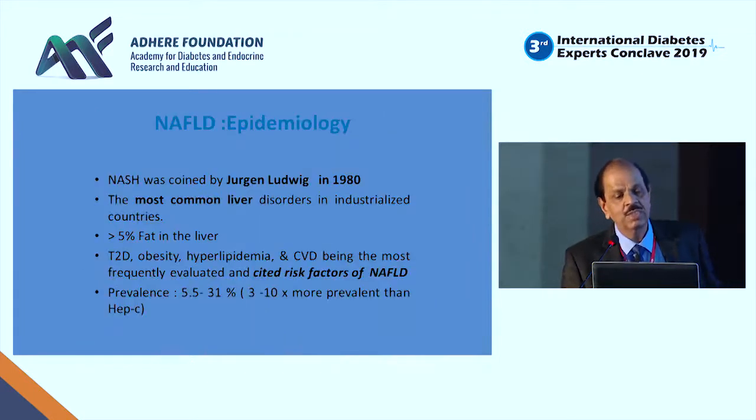So with that introduction, NASH, the word was coined by Jürgen Ludwig in 1980. It's the most common liver disorder in industrialized countries. It actually means that the liver has more than 5% fat, and type 2 diabetes, obesity, dyslipidemia, and cardiovascular disease are the most frequently evaluated and cited risk factors for non-alcoholic fatty liver disease. And the prevalence is anything from 5.5 to 31%. It is 3 to 10 times more prevalent than Hep C. You can imagine the impact of non-alcoholic fatty liver disease.